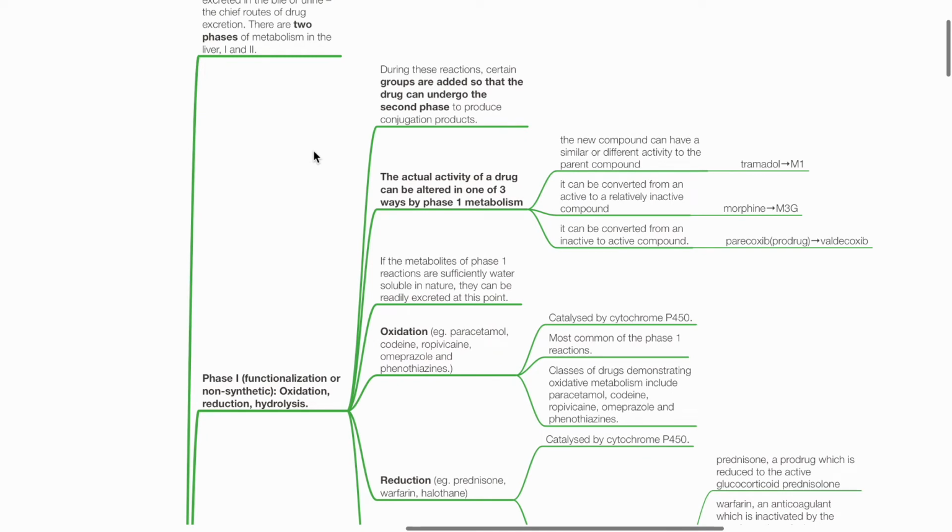The actual activity of a drug can be altered in one of three ways by phase 1 metabolism. The new compound can have a similar or different activity to the parent compound, such as tramadol to M1. Secondly, it can be converted from an active to a relatively inactive compound, such as morphine to M3G. Thirdly, it can be converted from an inactive to active compound, such as parecoxib to valdecoxib. If the metabolites of phase 1 reactions are sufficiently water-soluble, they can be readily excreted at this point.